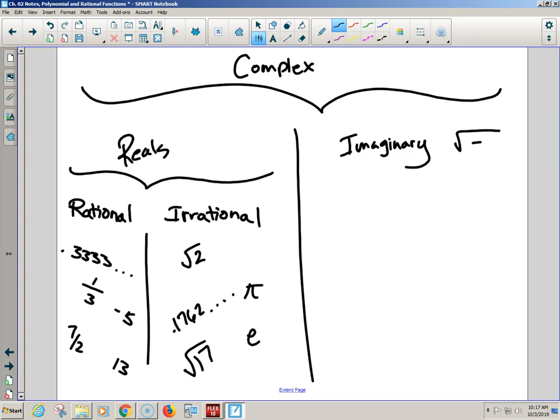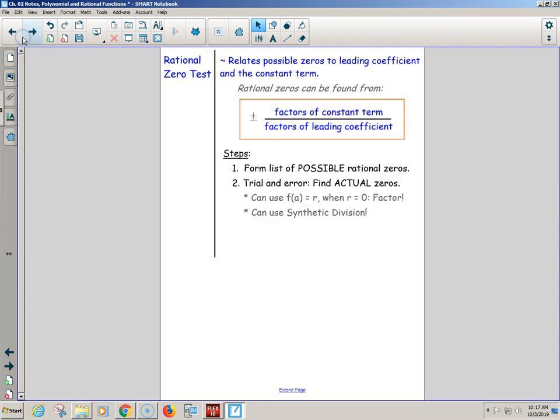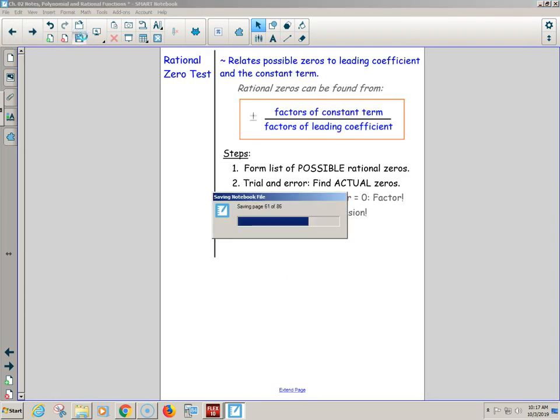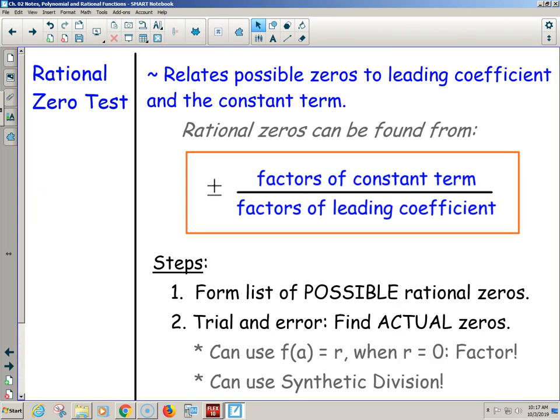We'll see. So long story short, guys, how many zeros will every polynomial have? N. However, are they all real? Nope. Are they all rational? Nope. Some of them are going to be complex. So that kind of starts us off into this journey of section 2.5, trying to find zeros. Okay, that starts us off a little bit.